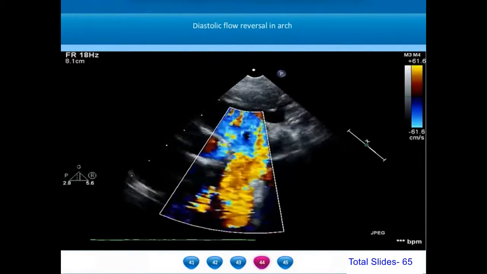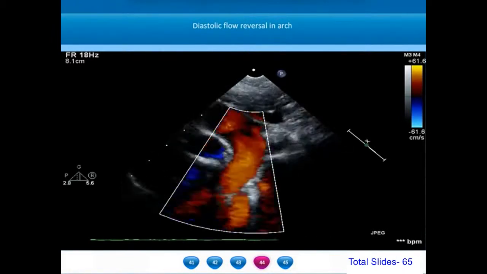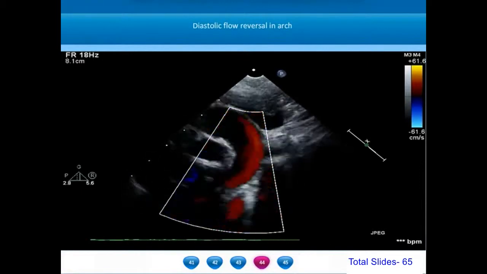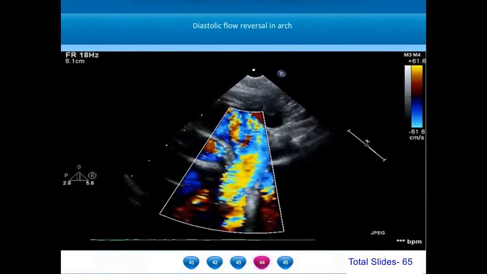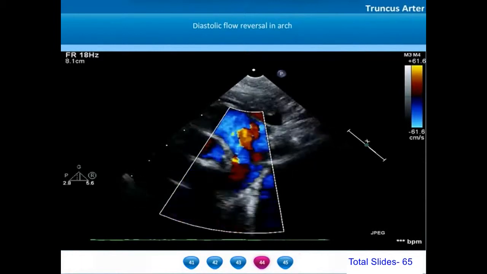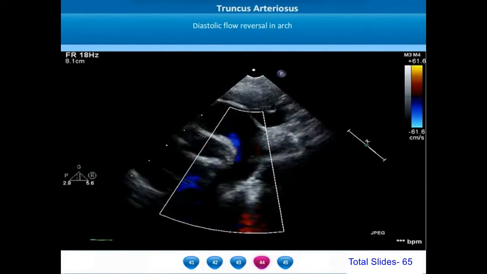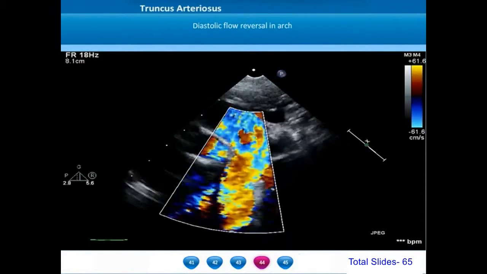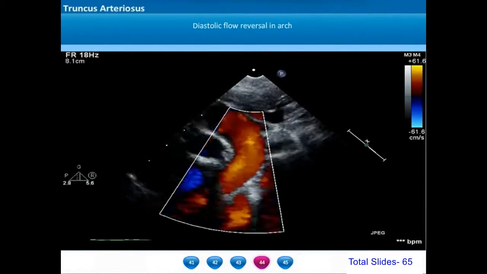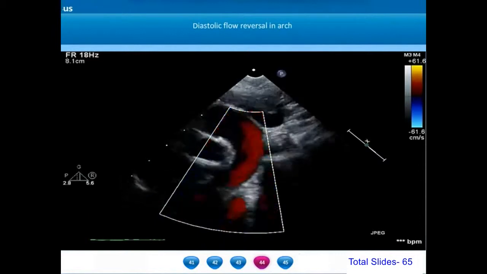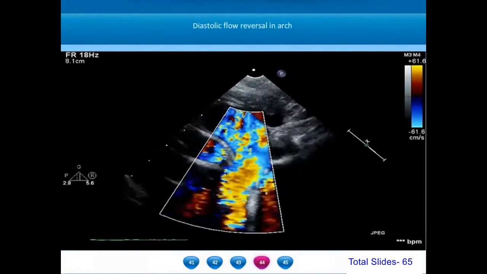This results in a diastolic flow reversal in the aortic arch, and the blood from the descending thoracic aorta will be drawn in towards the ascending aorta, and it will be flowing into the pulmonary artery when the pulmonary vascular resistance is low. Appreciation of this diastolic flow reversal is an indicator of low pulmonary vascular resistance in Truncus arteriosus.